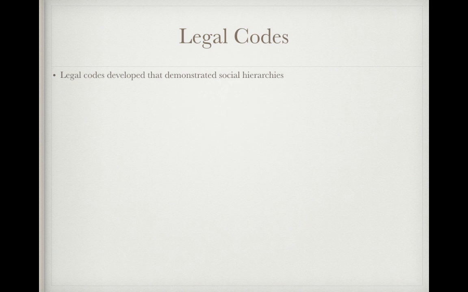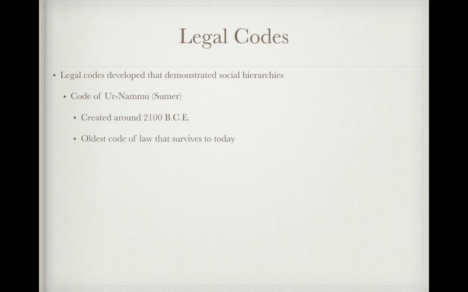Jumping over to legal codes, these developed that demonstrated social hierarchies. You have the Code of Ur-Nammu, found in Sumer. This was created around 2100 BCE. This is the oldest known code of law that survives to today. There are clear consequences for various punishments. An example, if a man commits a murder, that man must be killed.